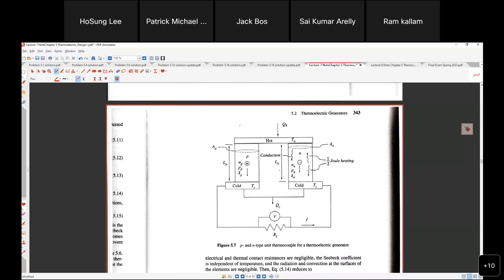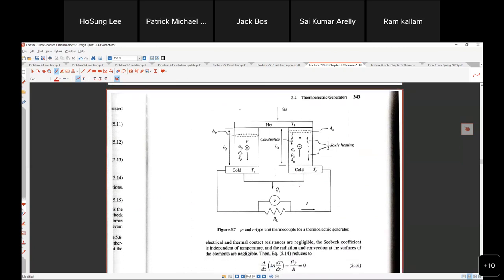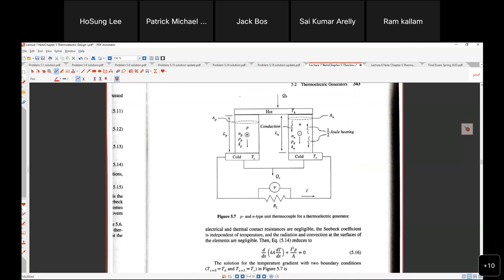So something like that. I'm not going to go into detail, but this is a generator, which has a P-type and N-type, and the important quantities: Q, hot temperature and cold temperature, high temperature absorption and the cold side dissipation, QC. We know that. And there is an external load resistance. Everybody knows that. Load.